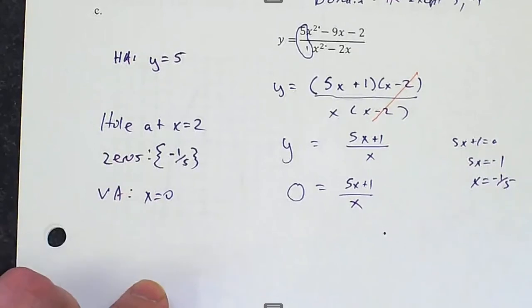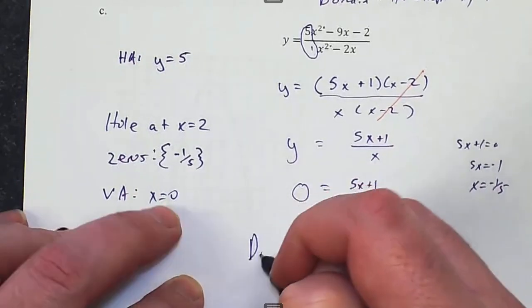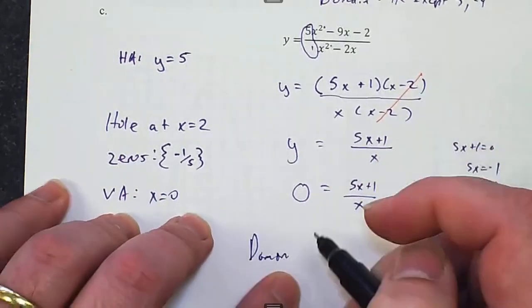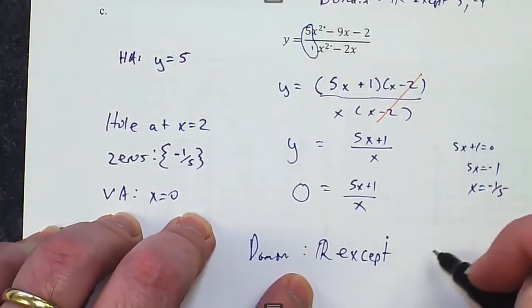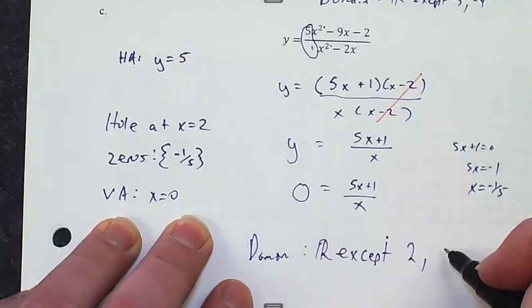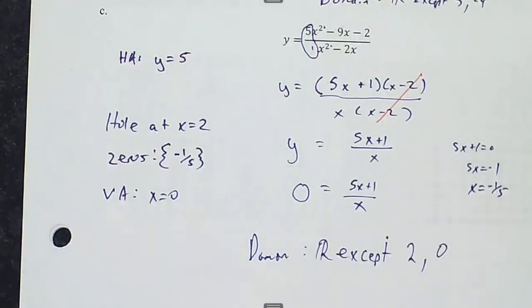Oh, I got to say the domain. And this is important, a lot of people forget the hole. The domain is all real numbers except any vertical asymptotes or holes, so except 2 and 0.